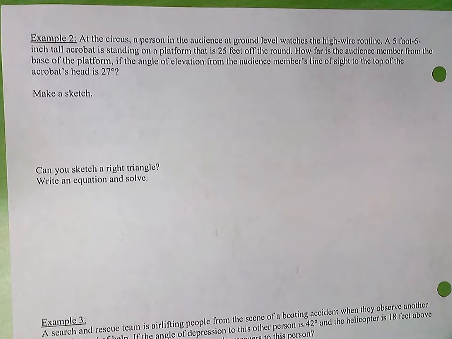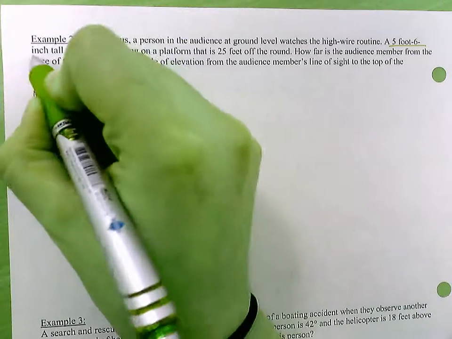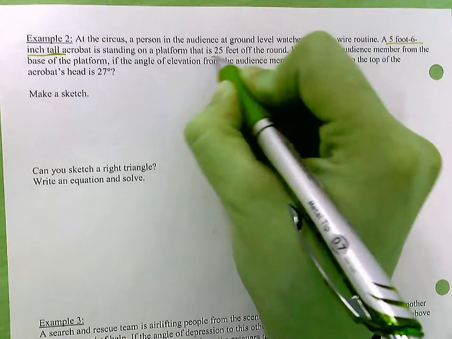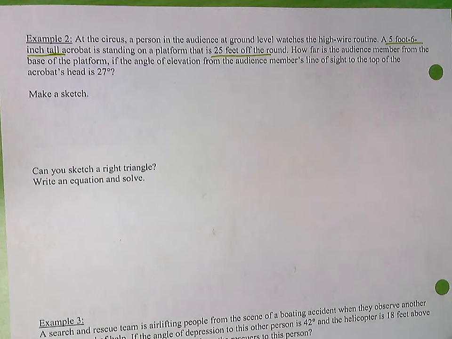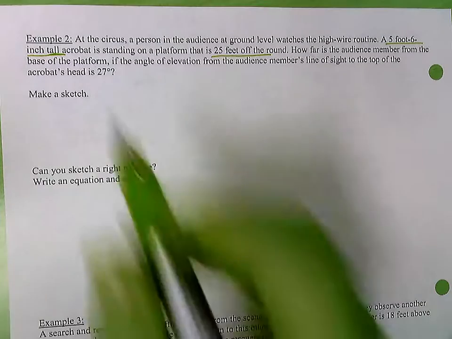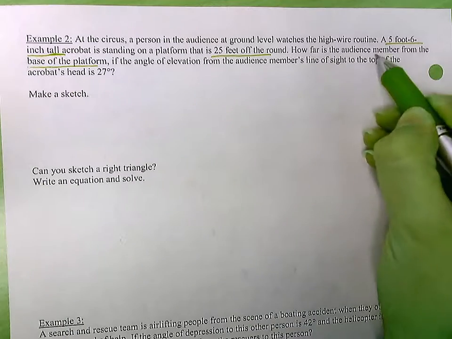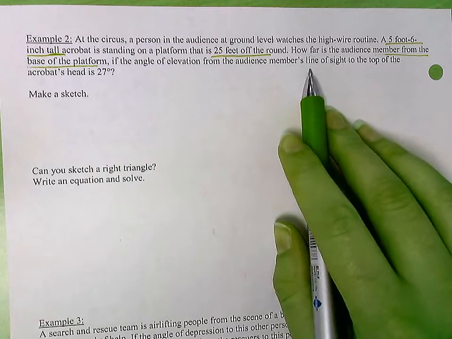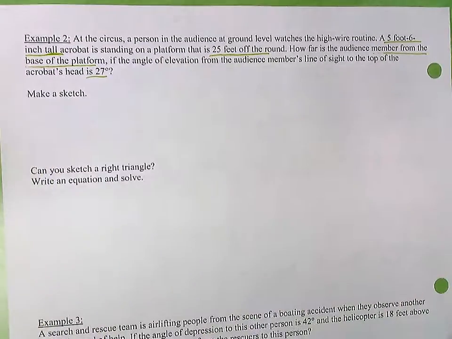Example 2. Okay, at the circus, a person in the audience at ground level watches the high wire routine. A 5-foot, 6-inch tall acrobat is standing on a platform that is 25 feet off the ground. That's supposed to say ground, not round. Did you take this? Yeah, I forgot a G. How far is the audience member from the base of the platform? Okay, that's what we're looking for. If the angle of elevation from the audience member's line of sight to the top of the acrobat's head is 27 degrees.